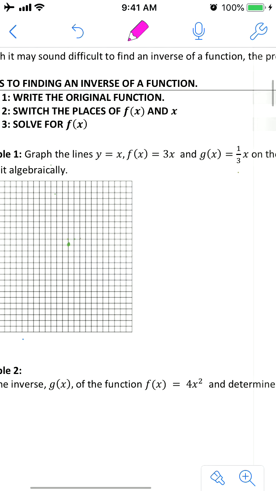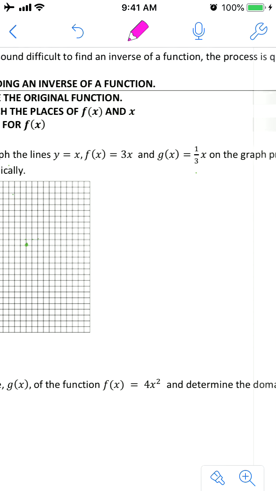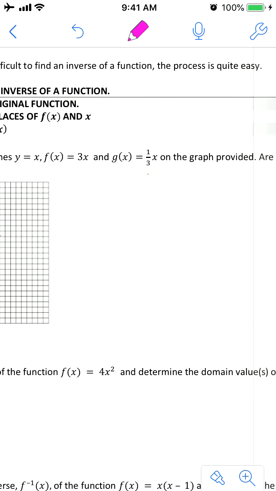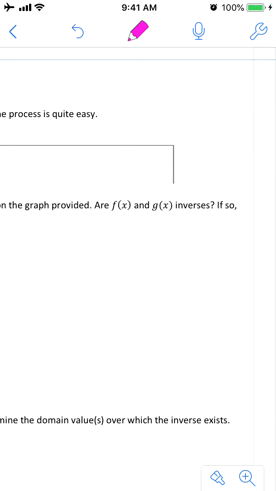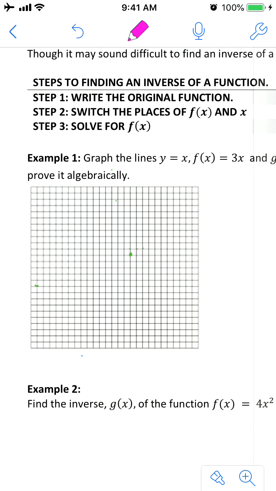Example 1, graph the line y equals x. Okay, that sounds like it's going to be important. f of x equals 3x and g of x equals 1/3 x on the graph provided. Are f of x and g of x inverses? If so, prove it algebraically.